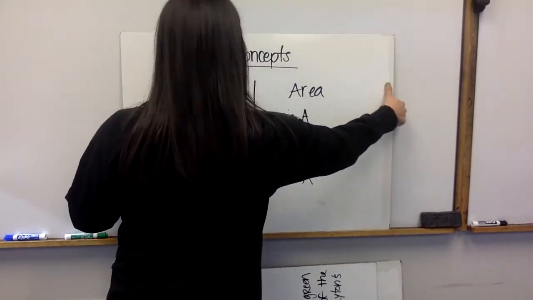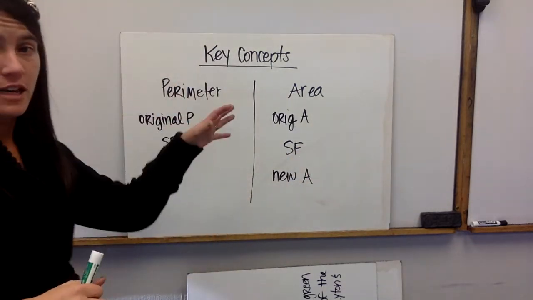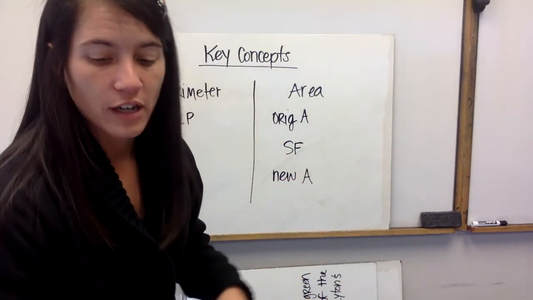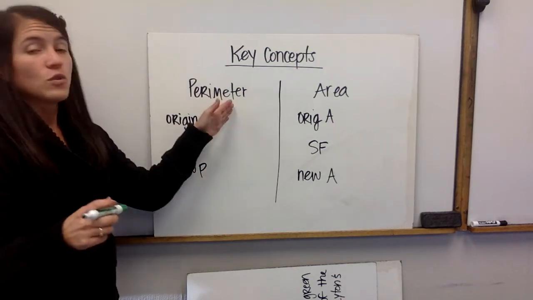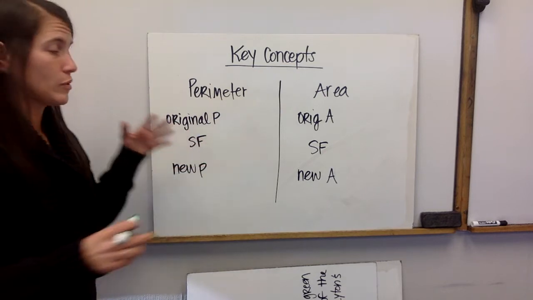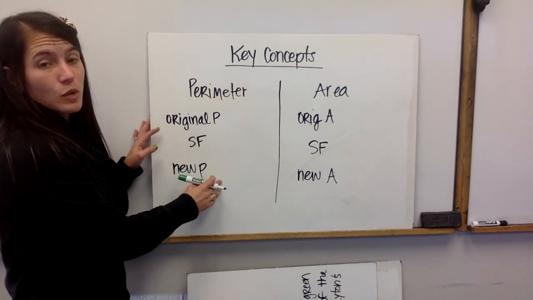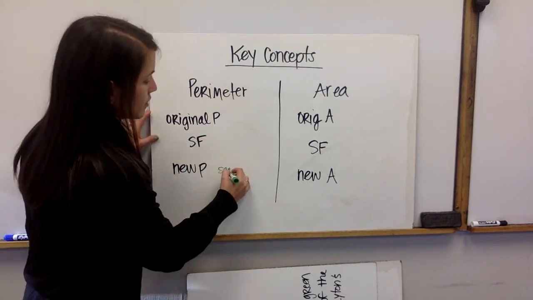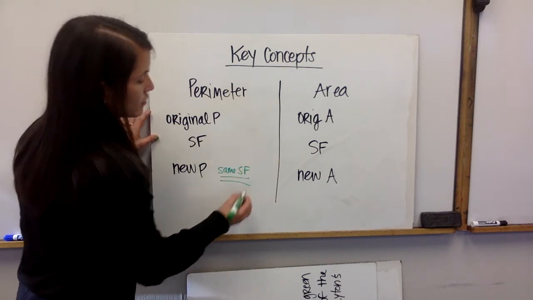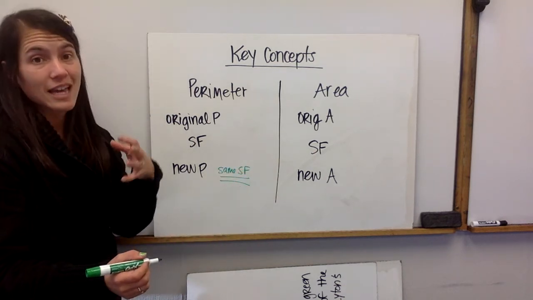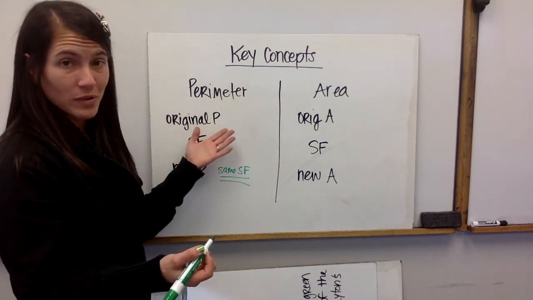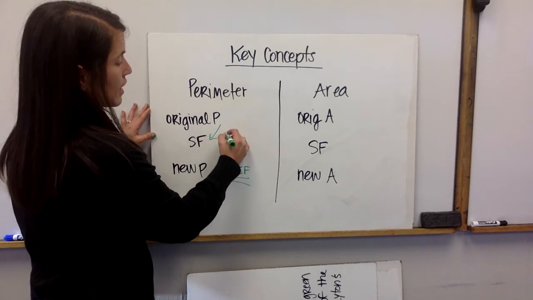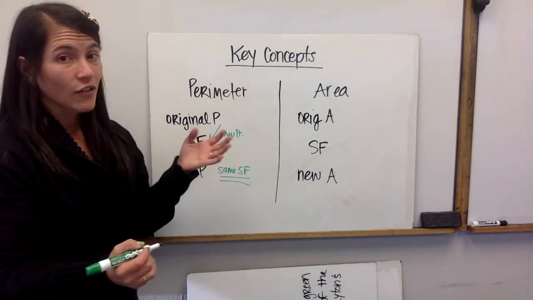Okay? So the key concepts. All right, our key concepts for perimeter and area when in relation with dilation. If you take the original perimeter and whatever the scale factor is, the new perimeter uses the same scale factor. So you would take whatever the original perimeter is, and multiply by the scale factor.